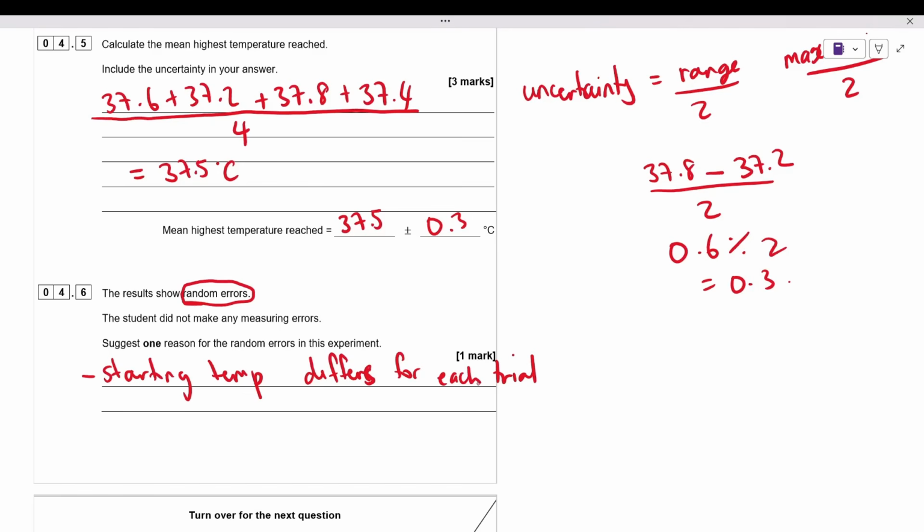That's something that could happen. Another is inconsistency in stirring, because they're not using an electric stirrer where you can set the pace and it's the same for every single one. It's manual stirring, which means you're not going to be doing it at the same pace at all times. So inconsistency with stirring.